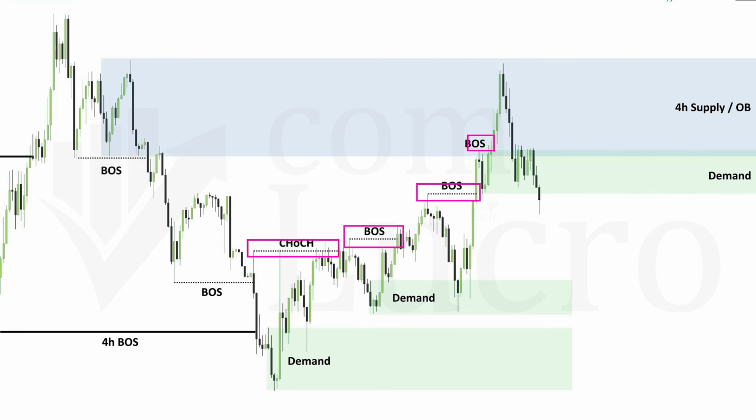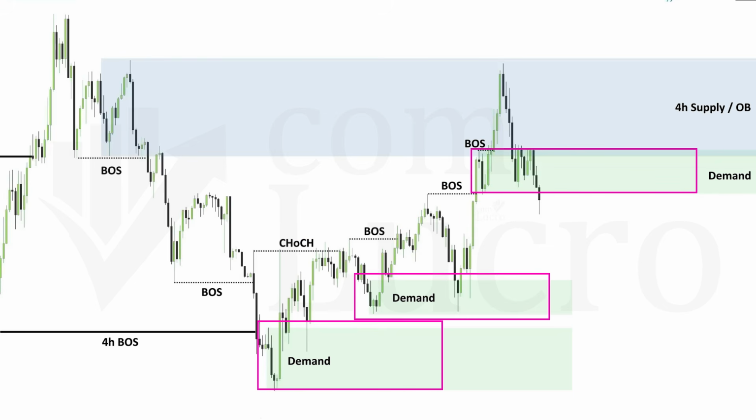If you mark out the bullish BOS levels, you will notice that price created several consecutive demand zones on its way into the 4-hour supply area.